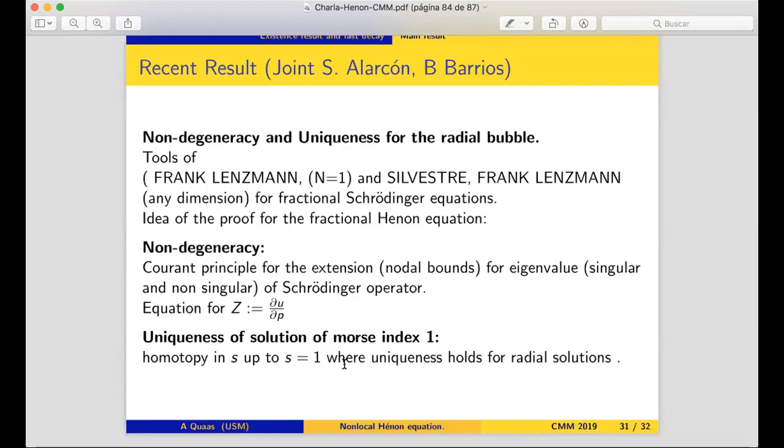So let's continue. You make a homotopy in s, so you have a branch. What happens if you suppose by contradiction that you have another solution? You can construct also a branch. And since at the Laplacian the branch is unique, you just need to touch before. Then you analyze this point, and by the non-degeneracy, again you use the implicit function theorem, and this is locally unique. So that's the idea. It's a homotopy argument up to s equal to 1, where you know uniqueness. So that's what I wanted to talk about. Thank you.